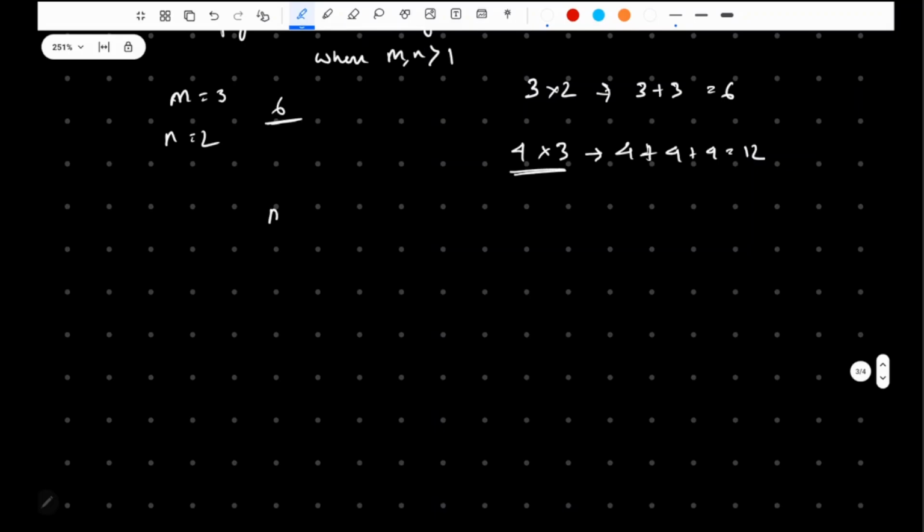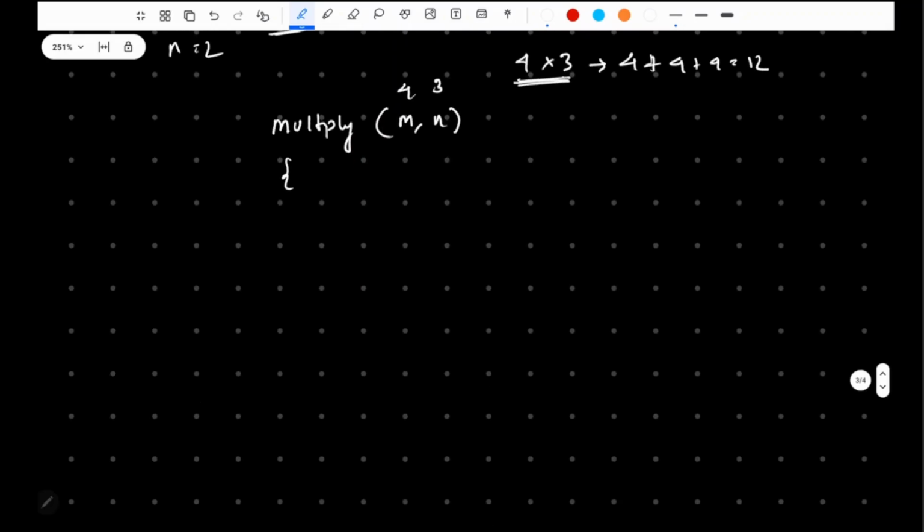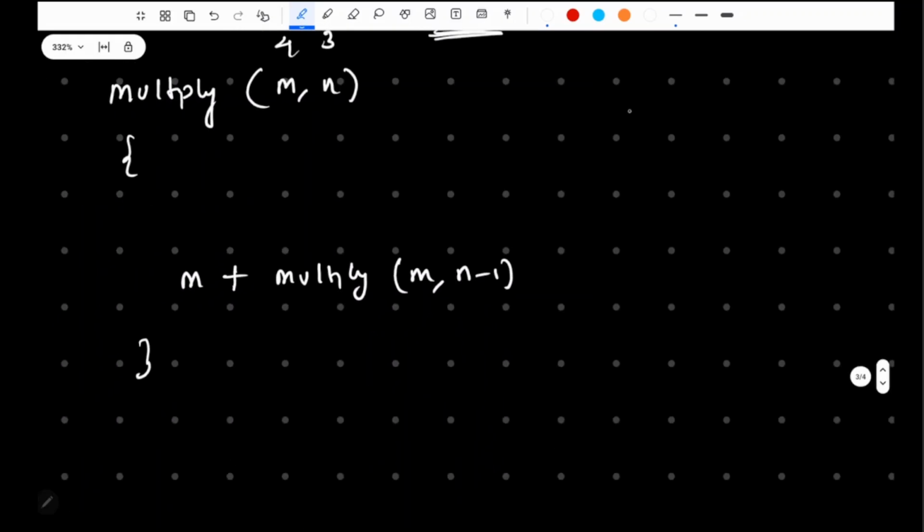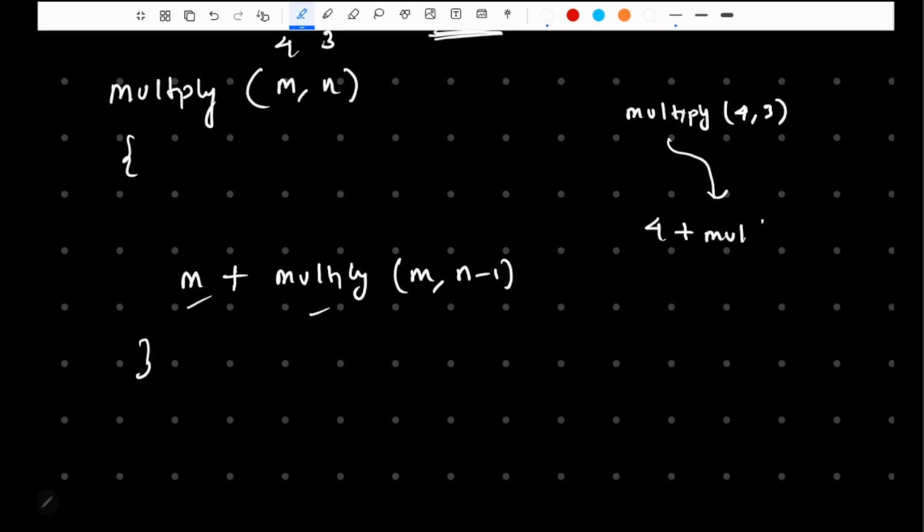Let's say you have a function multiply which takes in two inputs, m and n. For this example, I will take m equals 4, n equals 3. You can write it as m plus multiply of m comma n minus 1. What does this mean? Let's understand this with the example. You have multiply 4 comma 3. Here m is 4, and we are again calling multiply, so 4 plus multiply of 4 comma 2. Again this will be called, and it will be 4 plus multiply of 4 comma 1.